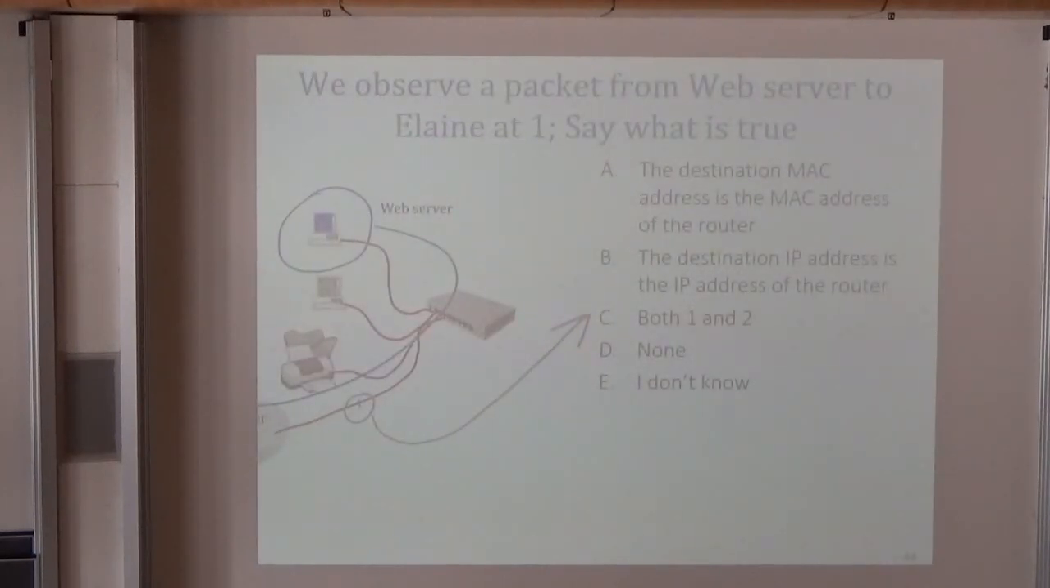So let's recap. What is not shown in this diagram is the left part. You have to imagine what I showed five minutes ago. There is the router, there is a Wi-Fi local area network. On this Wi-Fi local area network, there is Elaine with her mobile. And the web server is sending a packet to Elaine.